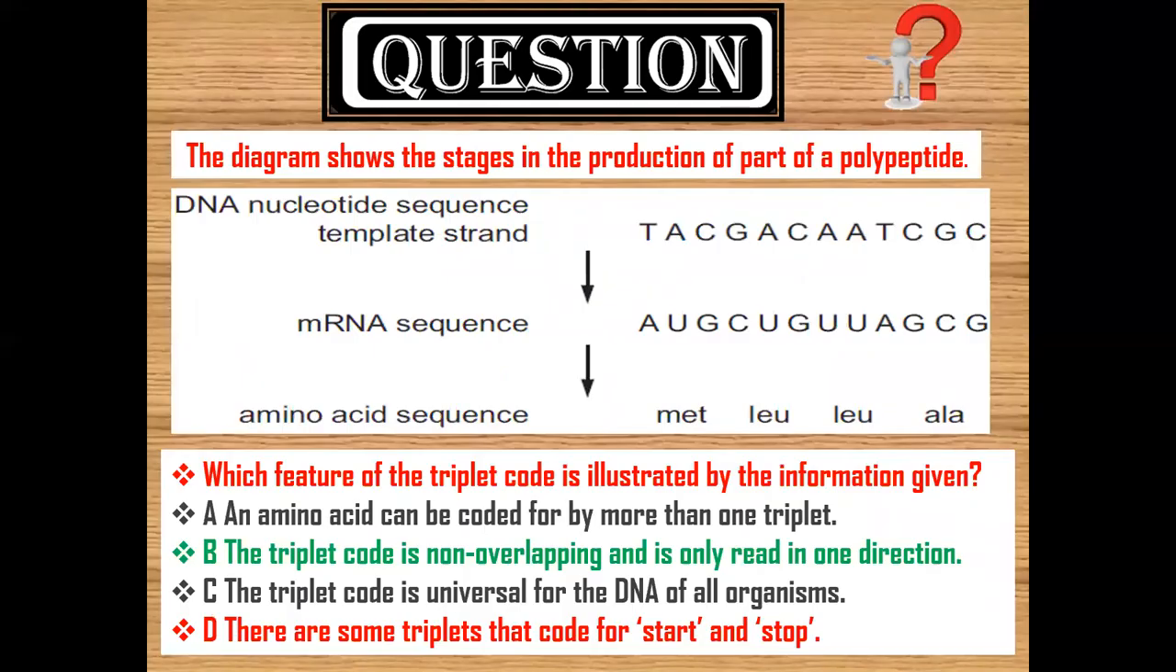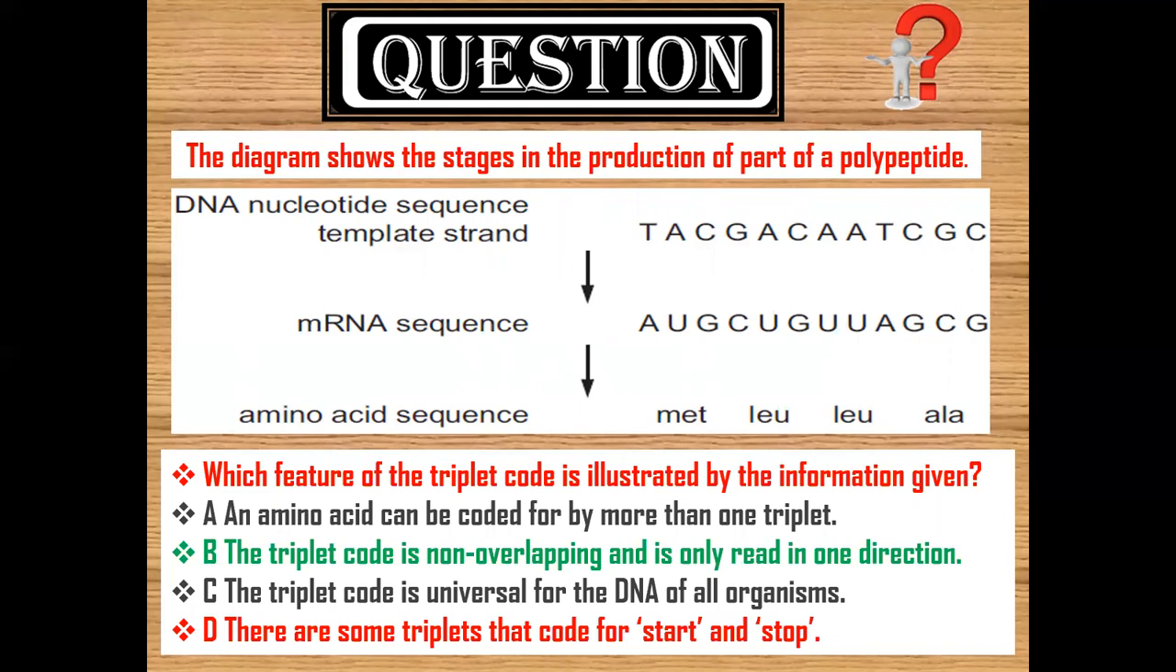The diagram shows the stages in the production of part of the polypeptide chain. For example, the DNA nucleotide sequence template strand is given there. This template strand will produce a messenger RNA sequence, and this messenger RNA will produce an amino acid sequence. So which feature of the triplet codon is illustrated by the information given there?